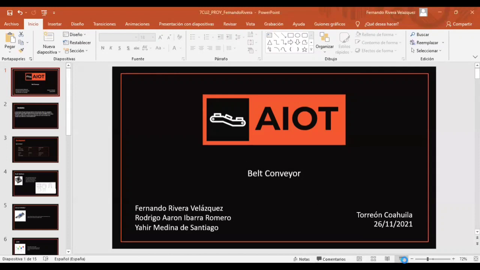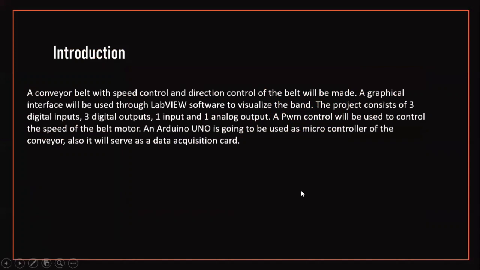The first thing is the introduction. A conveyor belt with speed control and direction control of the belt will be made. A graphical interface will be used through LabVIEW software to visualize the band. The project consists of 3 digital inputs, 3 digital outputs, 1 analog input, and 1 analog output. A PWM, that is a pulse width modulation control, will be used to control the speed of a belt motor.